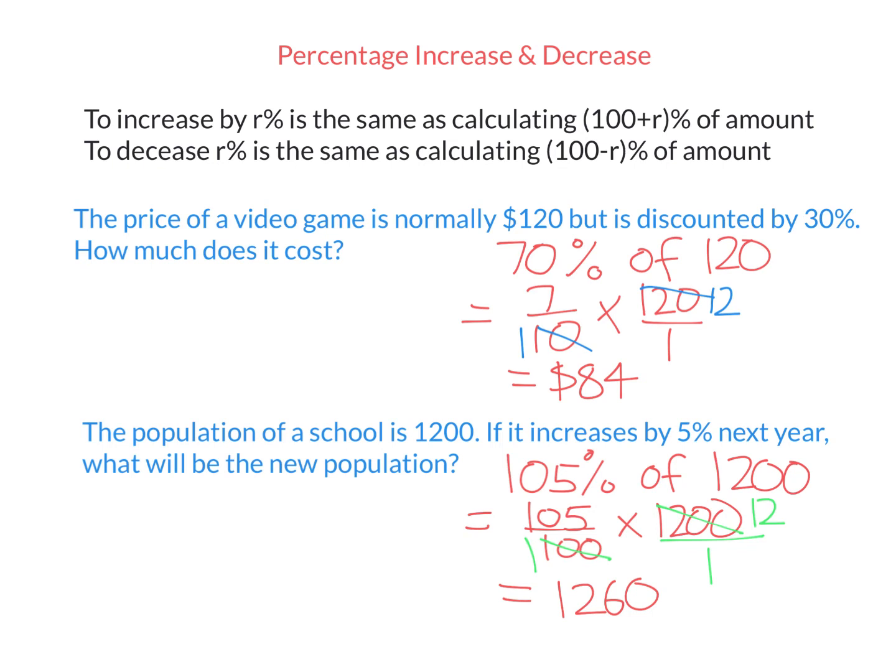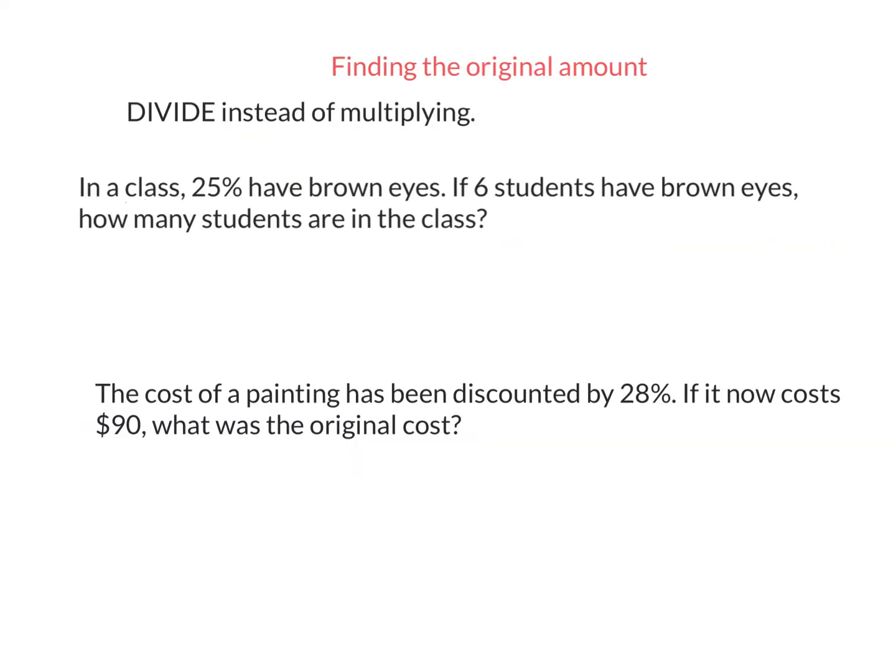All right, let's now look at using this to find the original amount. So when you're finding the original amount, you divide instead of multiplying. So let's look at this question. In class, 25% have brown eyes, 6 students have brown eyes. How many students are in the class?